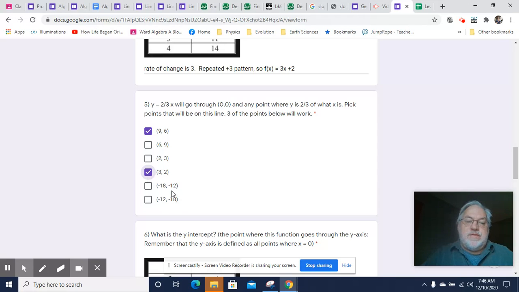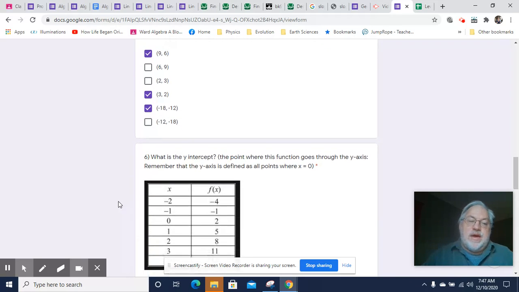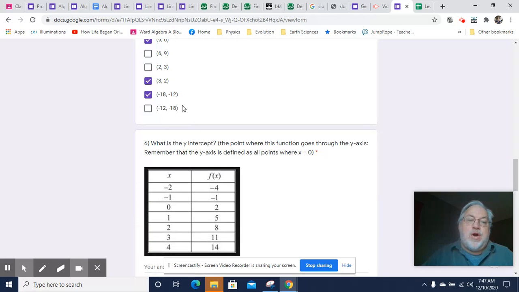All right, negative 12 divided by negative 18, well, that is going to also be 2/3. The negatives cancel out. This one will end up being 3/2, so that one will not work. These 3 points would all actually be on a line that is y equals 3/2 x.